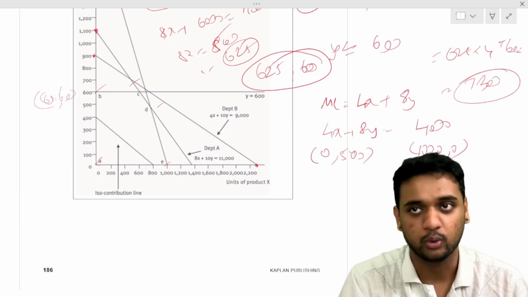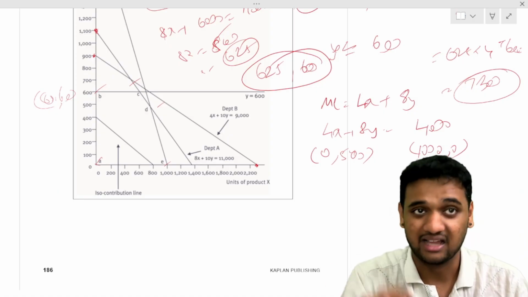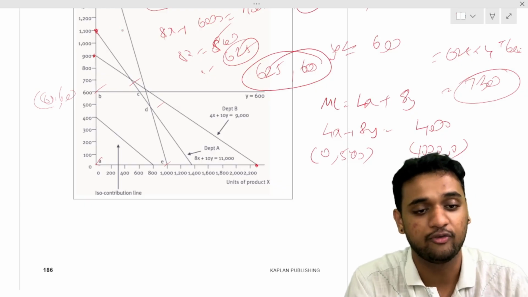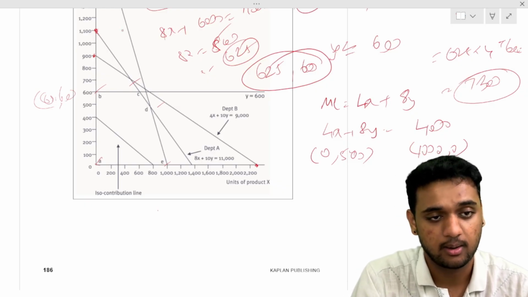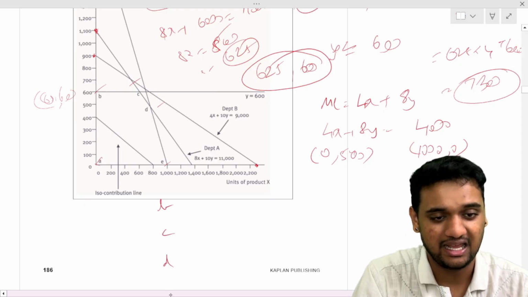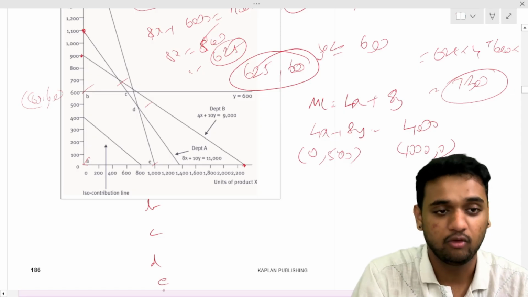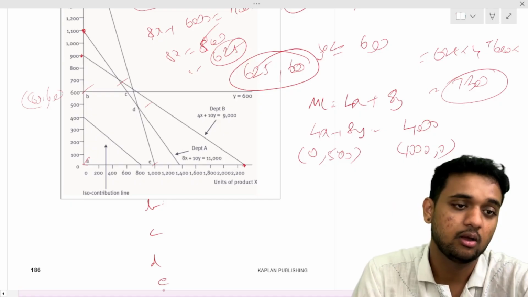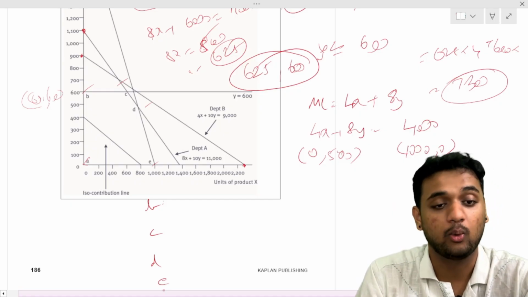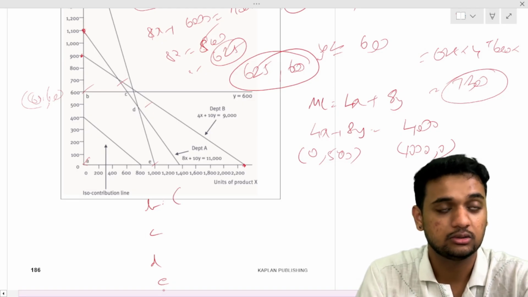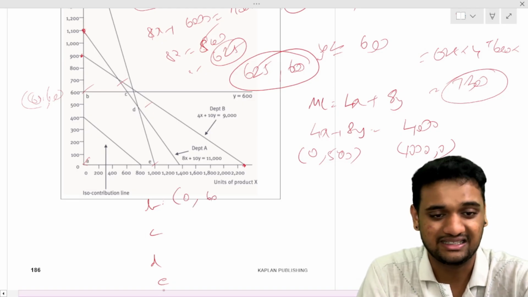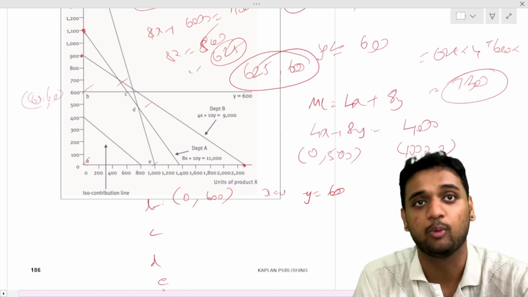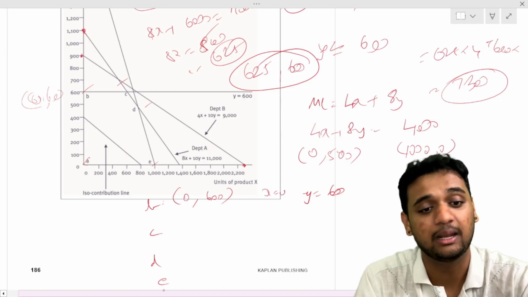There is another way to find which is the most feasible point. What are the 4 points in the feasible region? B, C, D and E. You will go one by one. What does point B represent? Y is 600 and X is 0. That is what point B represents. What does point C represent?